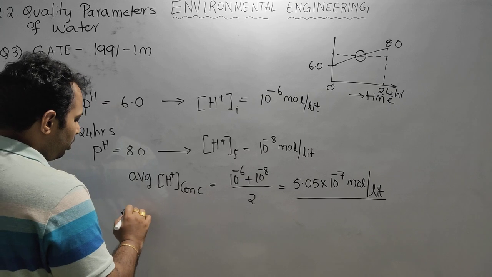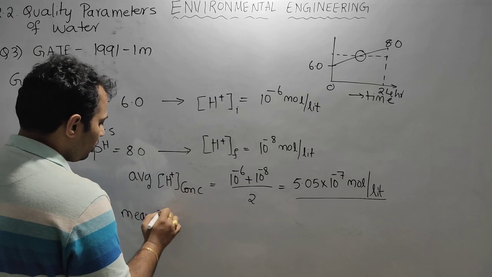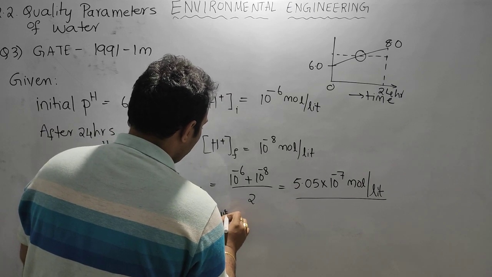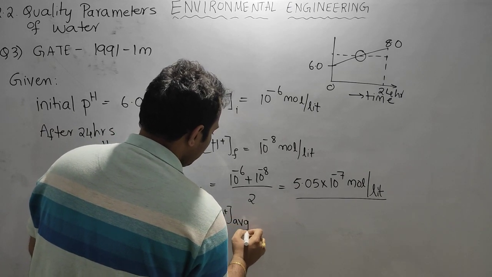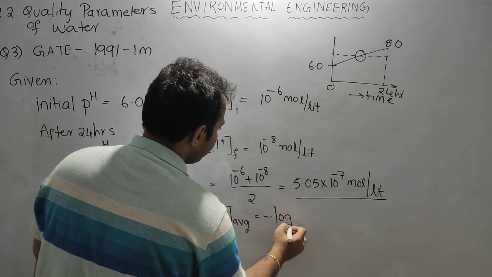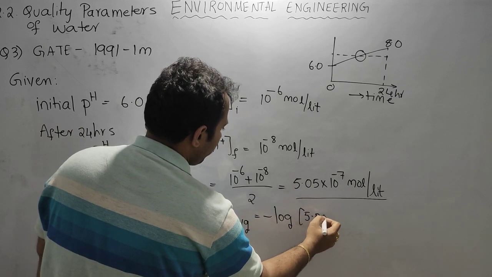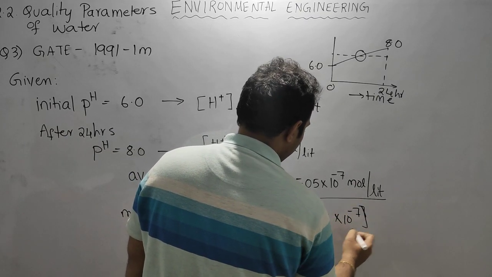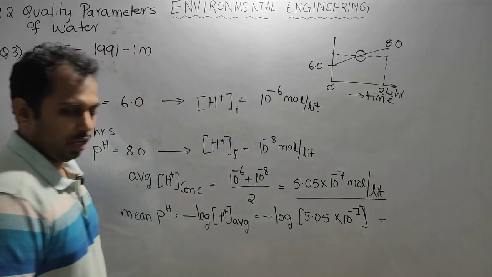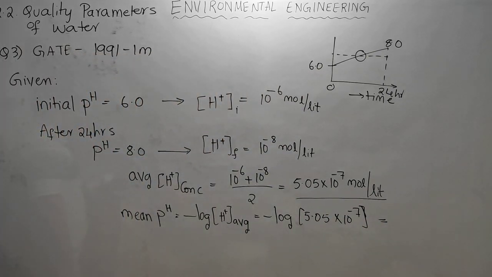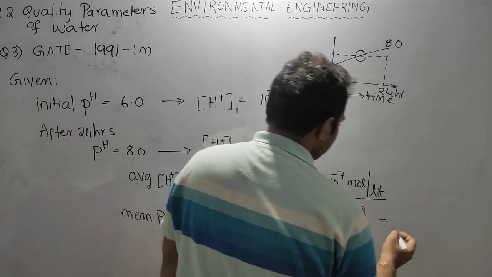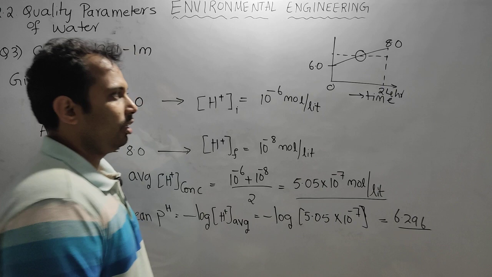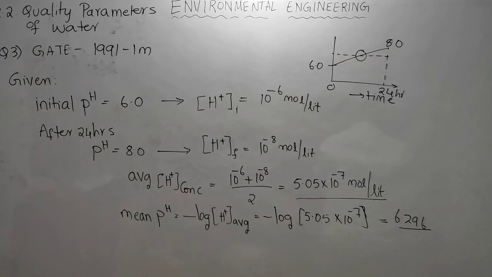Now the mean pH is equal to minus log of the average H plus ion concentration, which is equal to minus log of 5.05 into 10 to the power of minus 7. If you do this, you will get the mean pH, which is equal to 6.296. That is the answer, 6.296.